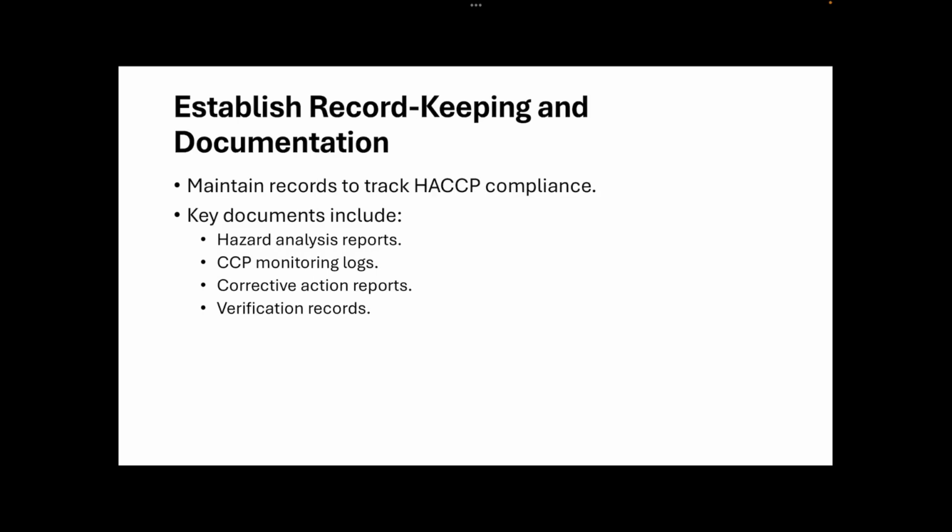And finally, establish record keeping and documentation. This is a step that is often ignored because it's time consuming to record things, to keep data. But this is actually extremely important. This is, again, one of the most important steps. The first one was very important. The last one is very important. All are important, but these are often not done properly.